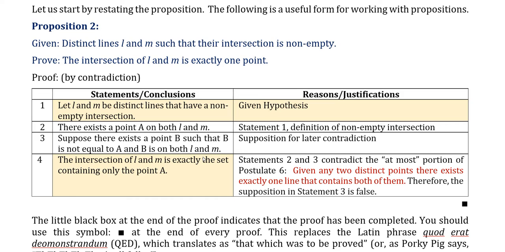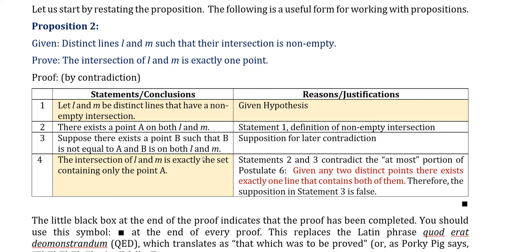Now, let's look at what we've got. Statements 2 and 3 contradict the at most portion of postulate 6. Postulate 6 says, given any two distinct points, there exists exactly one line that contains both of them. Therefore, the supposition in statement 3 has to be false.